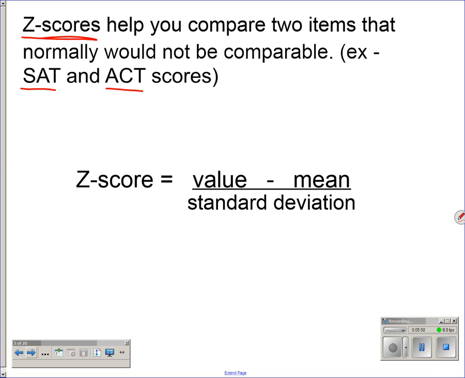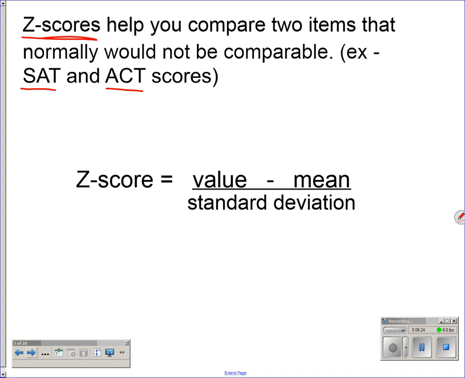I mean, if I take the SAT, I don't even know what it's out of these days. It's 1600. When I was in school, I think it was like 24 or something. But it's 1600 now, right? And the ACT is out of what, 32.6? So if I say I got a 28 on the ACT and a 1300 on the SAT, I don't know who did better.